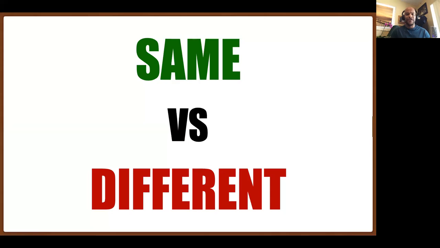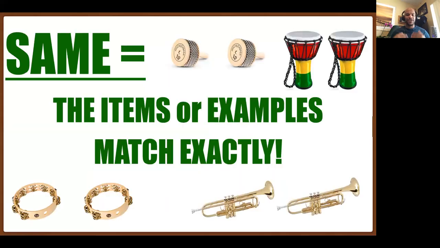Same versus different. First, let's talk about same. All right. So most people know what same, when something is the same, you pretty much know what that means. Do you? Well, I'm going to tell you. For something to be the same, the items or examples have to match exactly. The sounds have to match exactly. I mean, no variation at all. They have to match exactly.